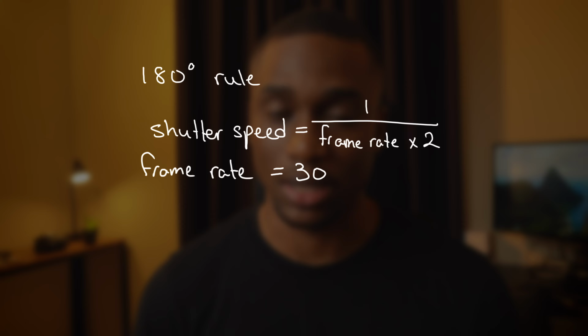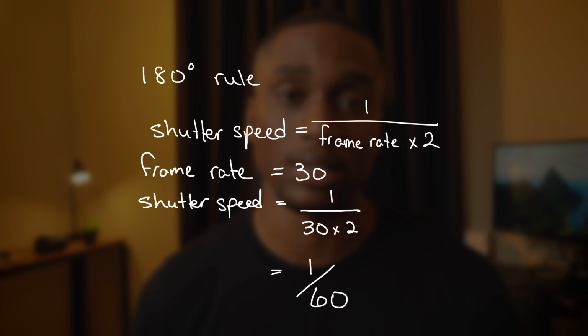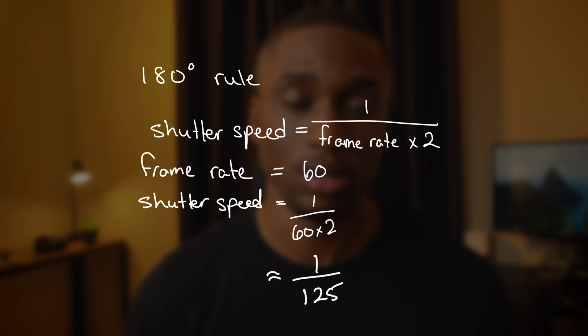The problem ND filters solve is motion blur, or rather the lack of it. To get natural looking footage, we need to use the 180-degree rule. You'll need to be in manual or pro mode to do this. Your shutter speed should be double your frame rate. So if you're shooting at 30 frames per second, use 1/60. For 60 frames per second, use 1/125. Let me show you what I mean.